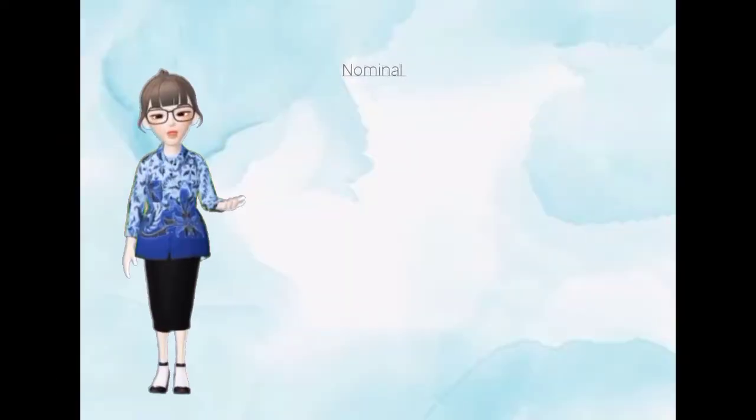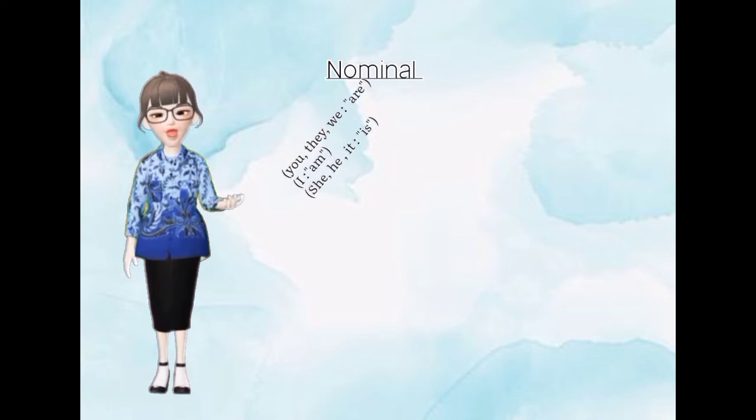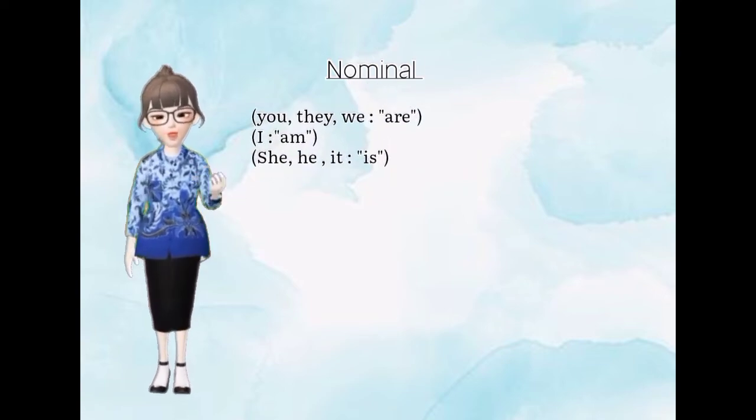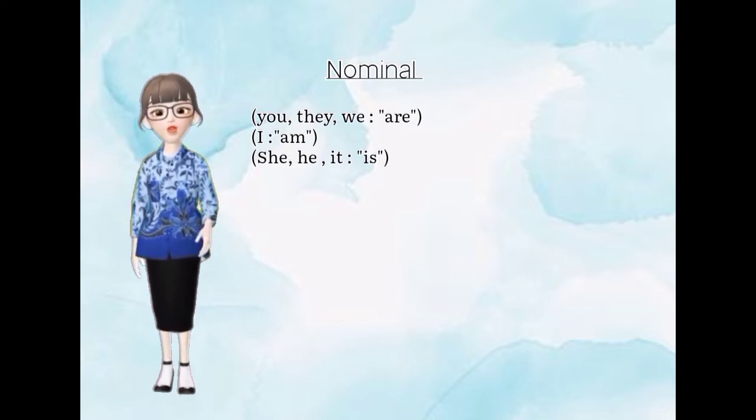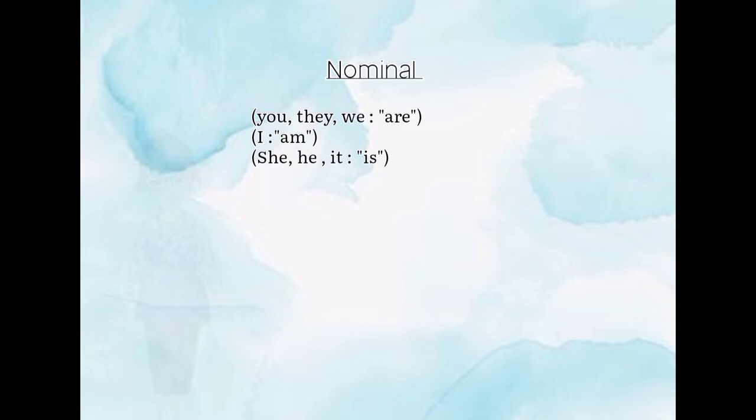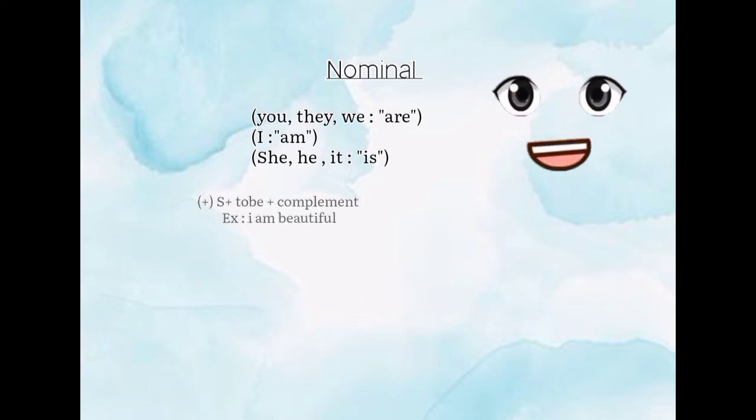Now I will explain the nominal pattern. In this pattern, you must use to be. If the subject is you, they, we, you use to be are. If the subject is I, you use to be am. If the subject is she, he, or it, you use to be is. The formula is not much different from the verbal pattern. It is just replaced with to be.